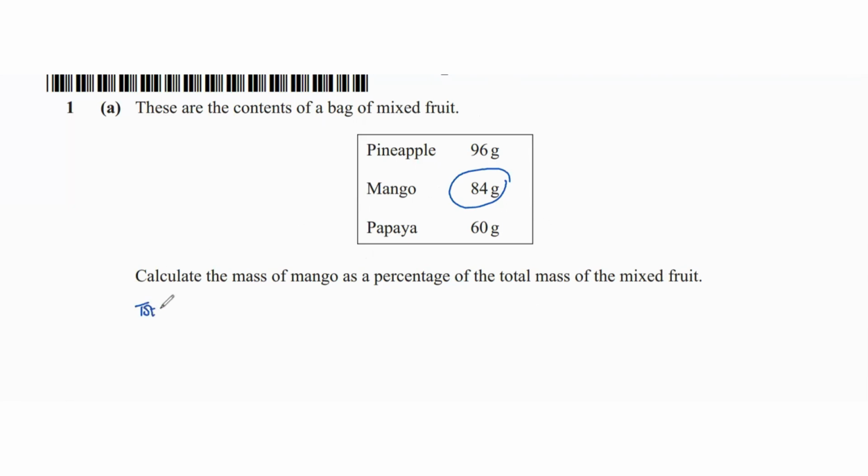So for total mass, we're going to add up all of these. So 96 plus 84 plus 60, and that gives us 240. So the mass of mango as a percentage of the total mass would be 84 divided by 240. And as we know, whenever we're trying to find a percentage, we times the fraction, the whole number, or the decimal by 100. So that's going to give us 35%.